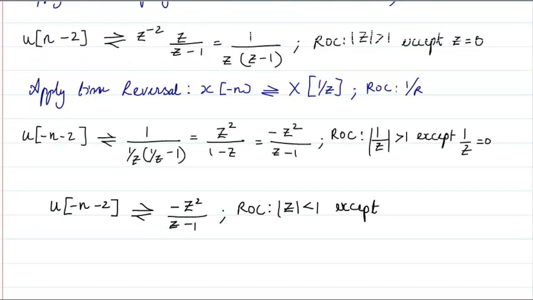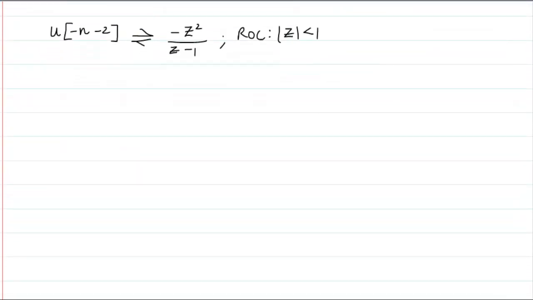Now here there is a small mistake I have made. The ROC here should be outside the circle, so there is no point in writing except z equal to 0, because z equal to 0 is not there in the ROC anyway. When I draw the outside-circle ROC, it is like this, and the ROC is outside, so z equal to 0 is already not taken. There is no point in writing that. I am sorry. So I will not write that here, and here also I will not write that. So this is the ROC, and this is the answer.